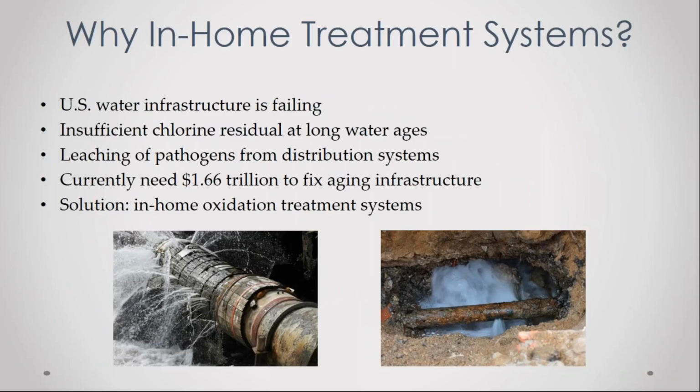So why in-home water treatment systems? In general, specifically in older areas like New England, U.S. infrastructure is failing. It seems to be, over time, it's leaking. It's causing chlorine residual problems at long water ages. And as a result, it's leaching pathogens from distribution systems in some cases. And so ASCE has come up with an estimate of how much money it's going to take to repair this infrastructure. It's about $1.66 trillion, and they're estimating that this is going to more than double in the next decade.